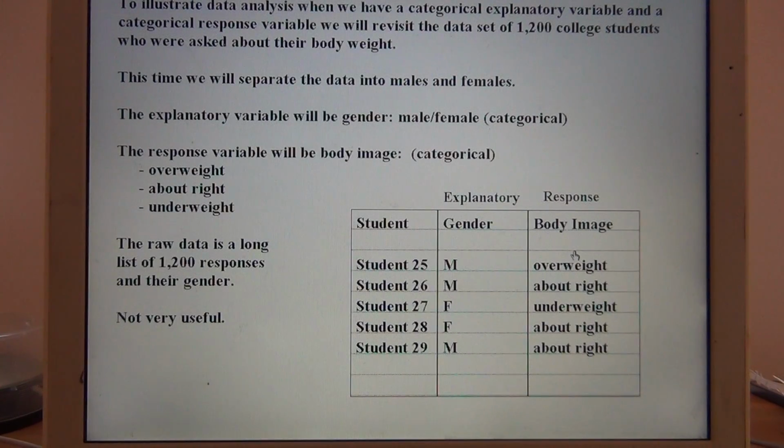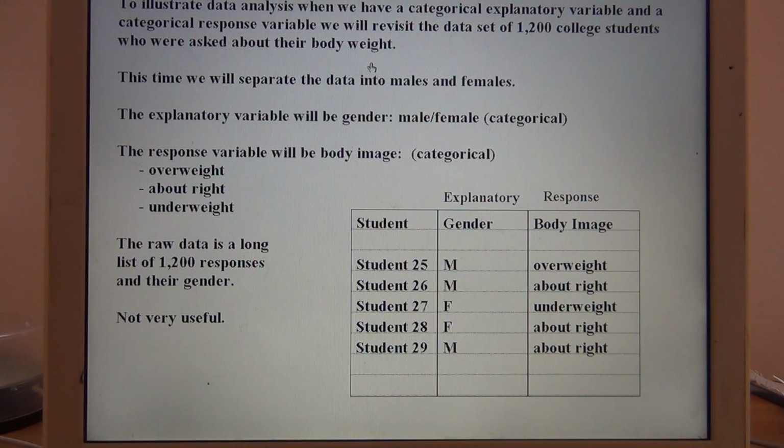Well, let's take a look at something. We have a research study where we're looking at 1,200 college students who were asked about their body weight.